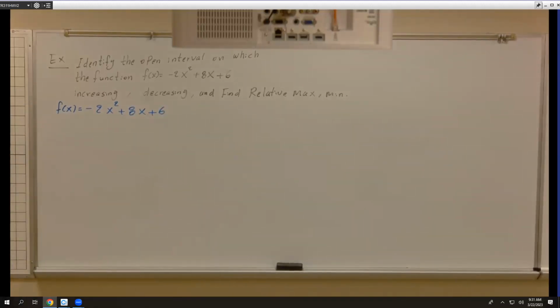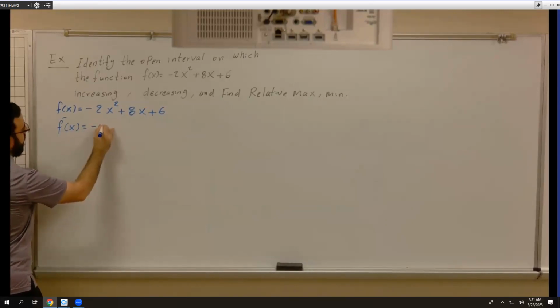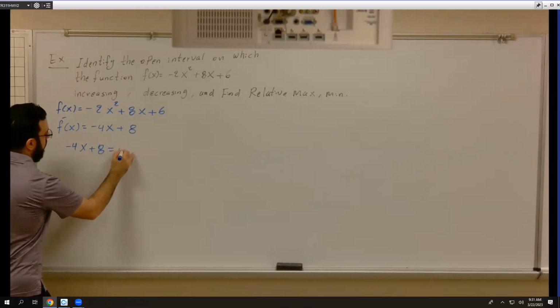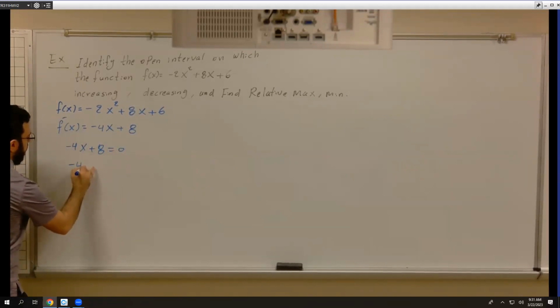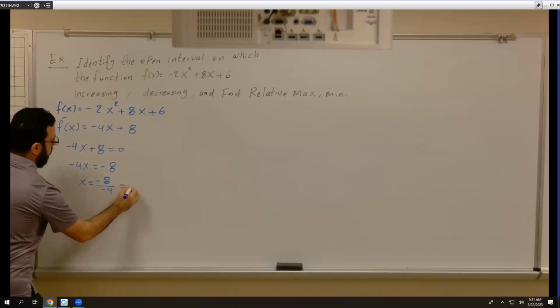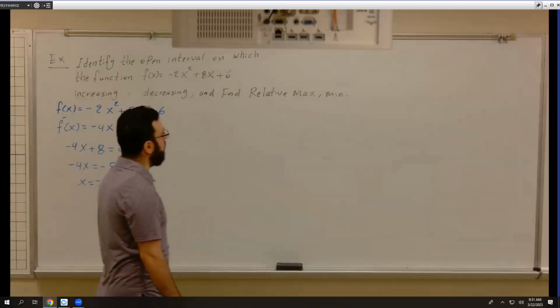Find the derivative. f prime of x is going to be negative 4x plus 8. Now find the critical number. I'm going to take the first derivative and set it equal to 0. Solving, negative 4x equals negative 8. That means x equals negative 8 over negative 4, which is 2. So my critical number is x equals 2.